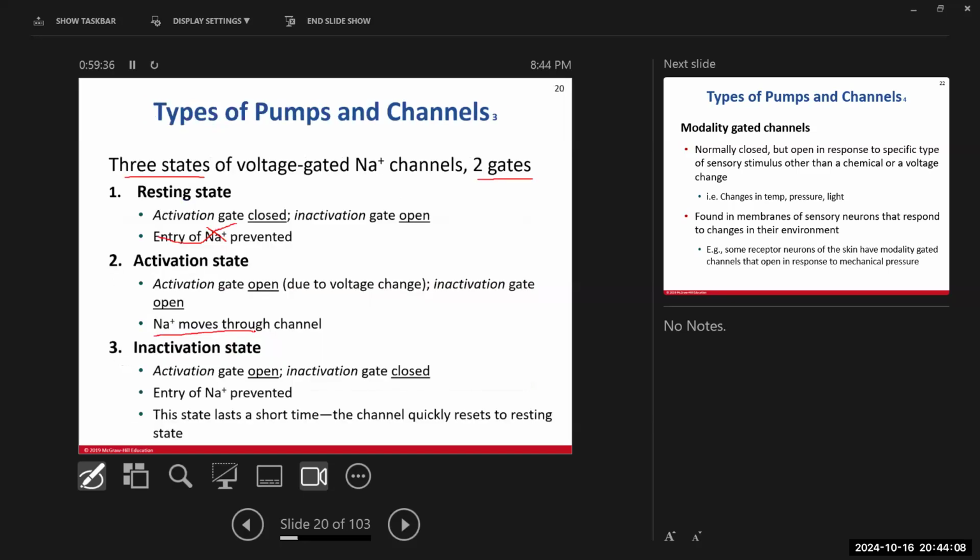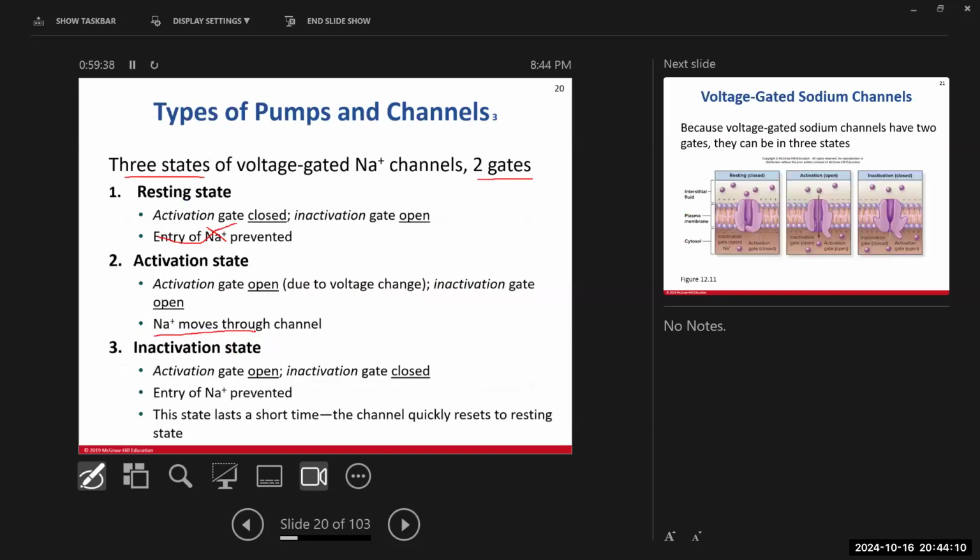The last state here is called the inactivation state. And what happens here is the inactivation gate closes, but the activation gate stays open. That little swing arm stays open. This happens for a very, very short amount of time. And since one of the two gates is closed, that means tough luck, sodium, right? You cannot move across the plasma membrane. So no more sodium is getting in. As soon as this happens, we get into the inactivation state.